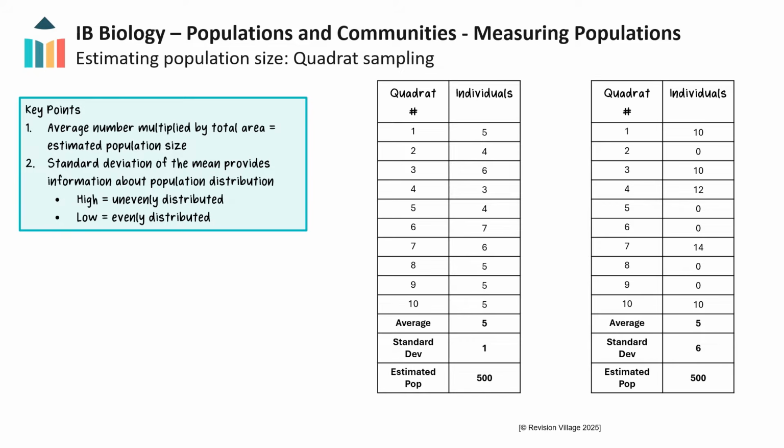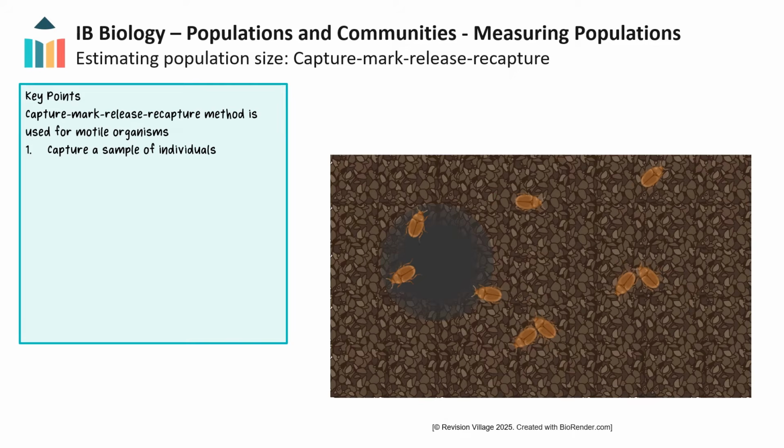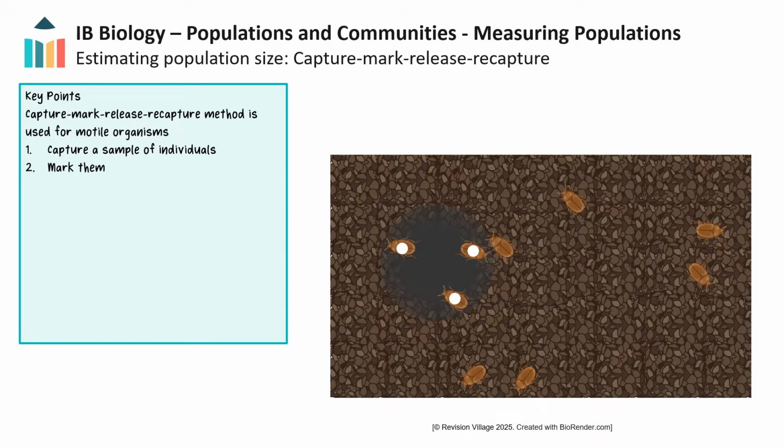This is an appropriate technique to estimate population size and distribution for sessile organisms, or organisms that remain in one place like plants. Motile organisms, like animals, require a different approach. For motile organisms, such as fish or mammals, ecologists often use the capture, mark, release, recapture method. This involves capturing a sample of individuals and marking them in a harmless and identifiable way. Capturing could involve a pit trap, like in this example, or a net in a marine environment, or other methods of capturing animals. Once captured, the animals are marked.